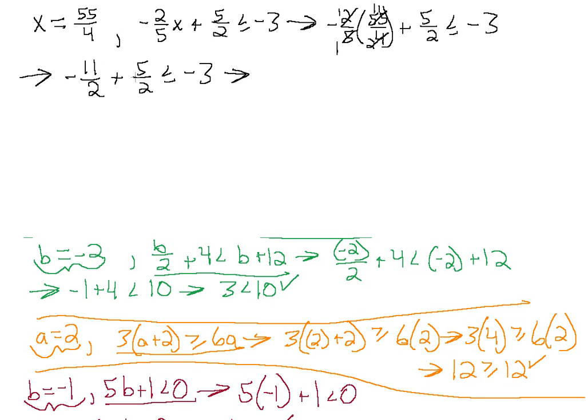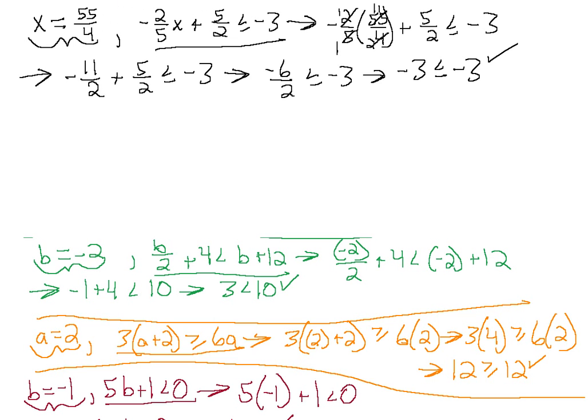Let's add these rational numbers. Minus 11 over 2 plus 5 over 2 is minus 6 over 2, which is less than or equal to minus 3. Minus 6 over 2 is the same thing as minus 3. So minus 3 is less than or equal to minus 3. Well, they're equal, so that checks out, which means 55 over 4, the funky looking fraction, is contained in our solution interval for the inequality. All right, let's do one more.